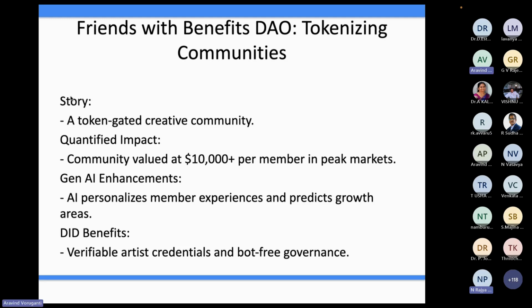So what can Gen AI do? It can personalize a member experience and predict growth areas. And second, verifiable artist credentials and bot-free governance. Because bots are the biggest problem today.